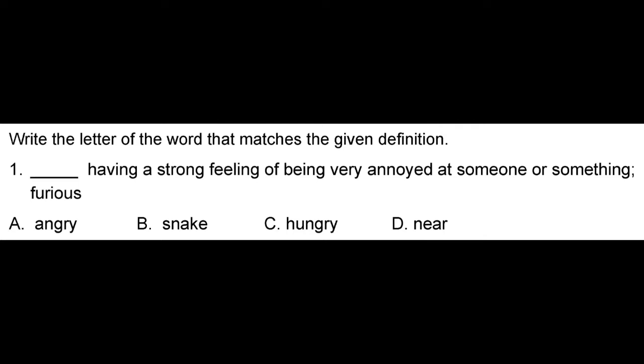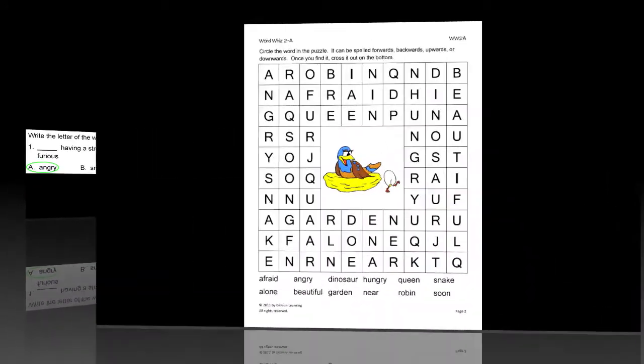Now, look at each answer choice. Angry, snake, hungry, or near. Since the word angry best matches the definition, we know angry is the correct choice, so we will circle the correct answer and write the letter on the line.